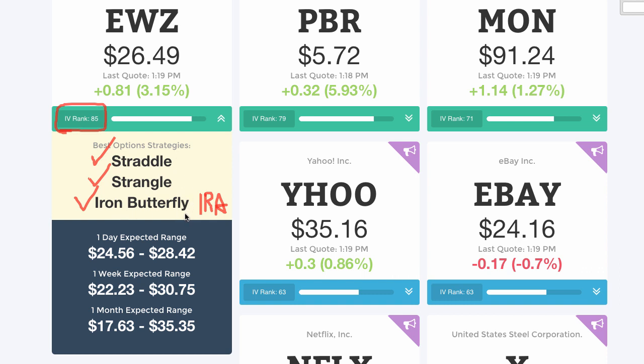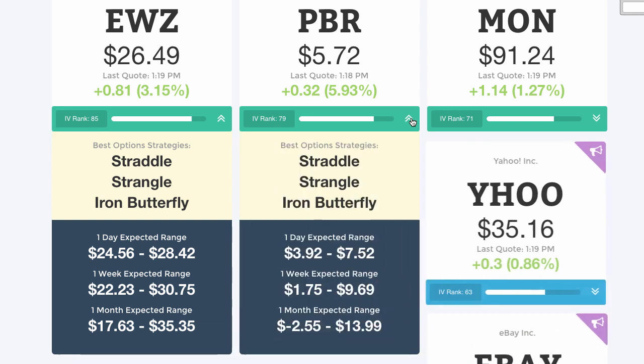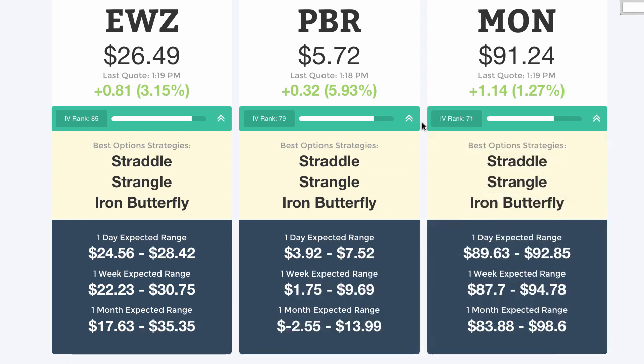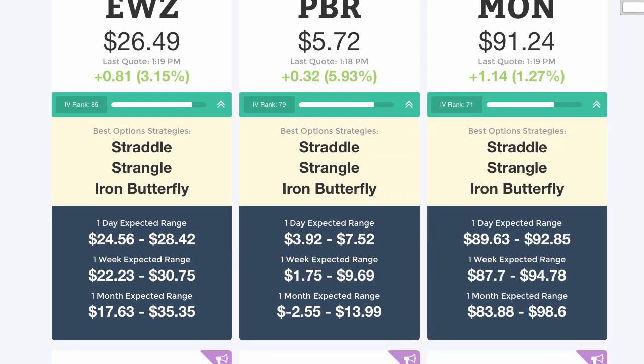And they will all work relatively the same in this case for EWZ because implied volatility is in the 85th rank. Now again, we'll use those same strategies for PBR and MON because they're all in the same ranking grouping. So that's 70 to 100 IV rank.